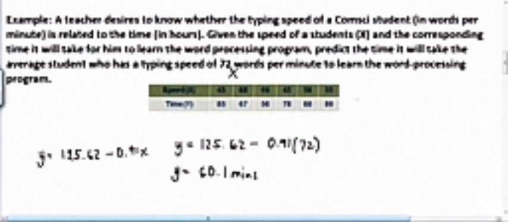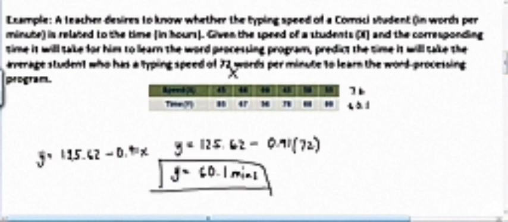minutes. Since it's minutes, that means if 72 words per minute is the student's speed in typing, the time to learn the word processing program will be 60.1 minutes. Therefore, it will take the student 60.1 minutes to learn the word processing program if he has a speed of 72 words per minute. So, our answer is 60.1 minutes to answer the question in this problem.